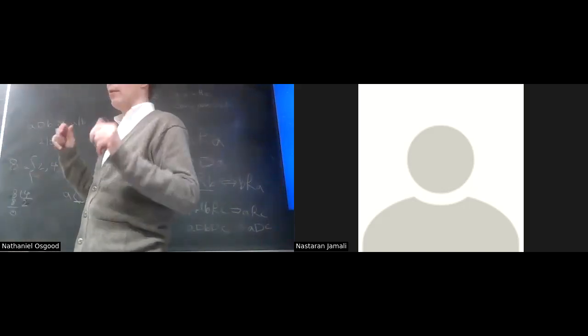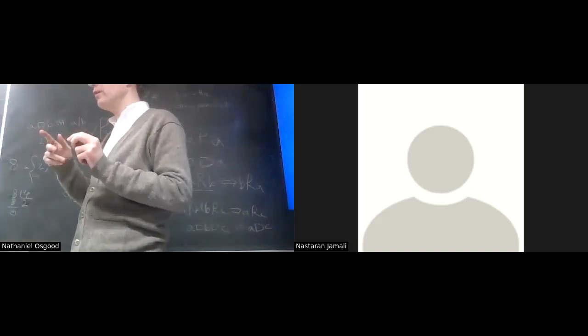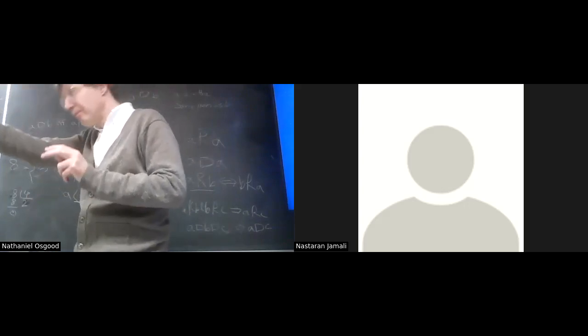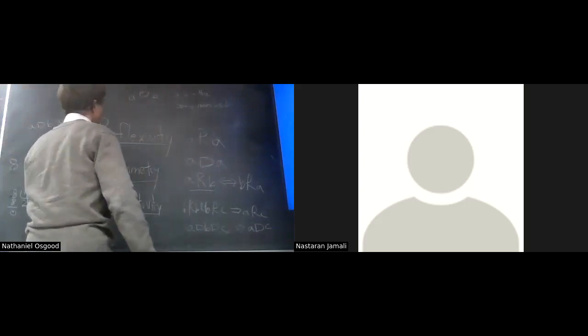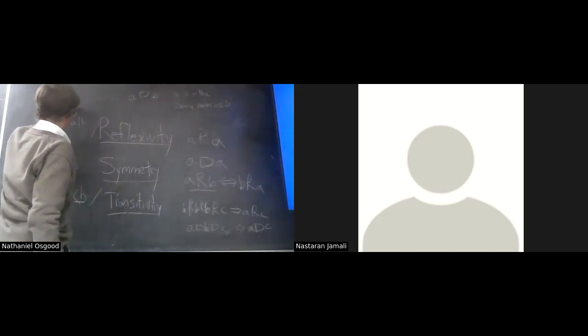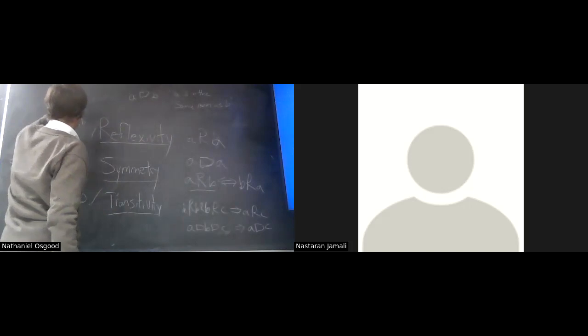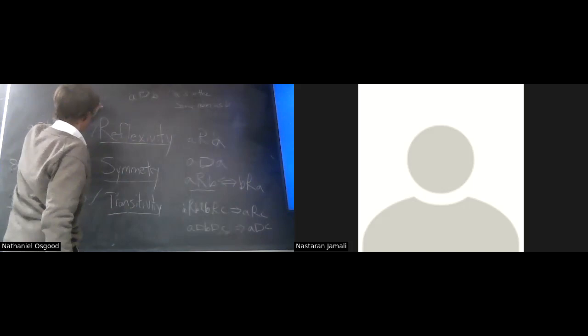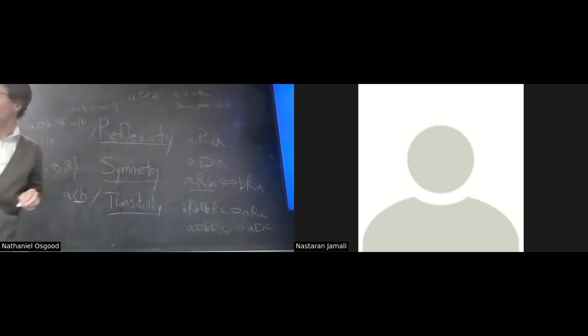So we'll consider A and B to be the same, that is, in the same equivalence class, if what? If A mod N equals B mod N. That's right. If and only if A equals B mod N, right? Which is, I think, how she writes it.